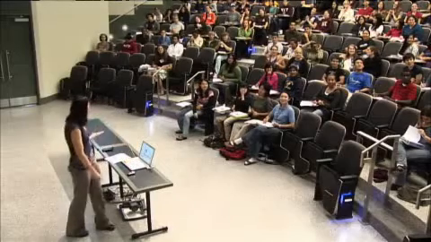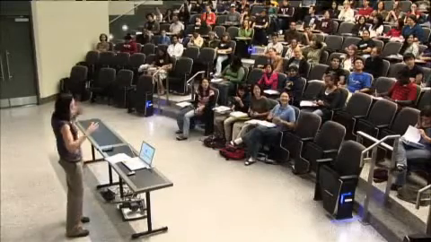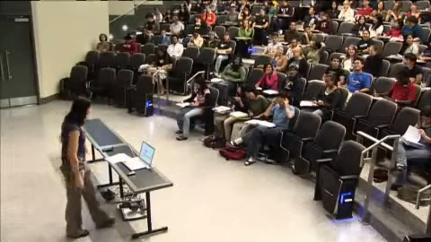There are many interpretations for this poem, but maybe it's about entropy. Entropy doesn't love a wall. We're going from ordered to disordered. That wall wants to come down.